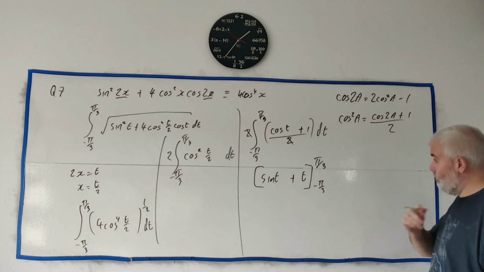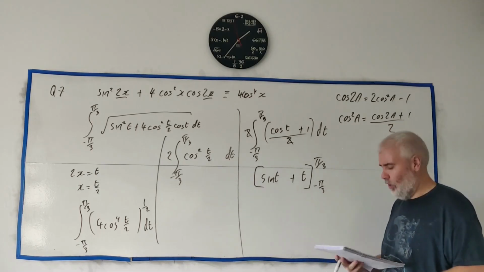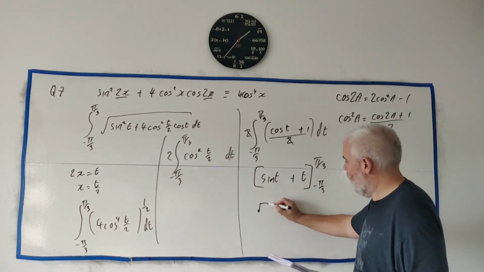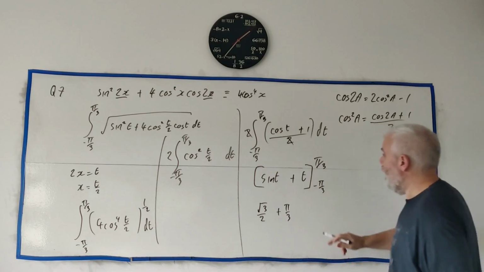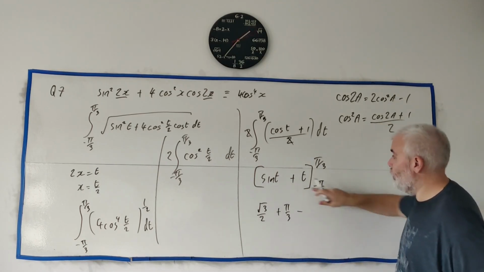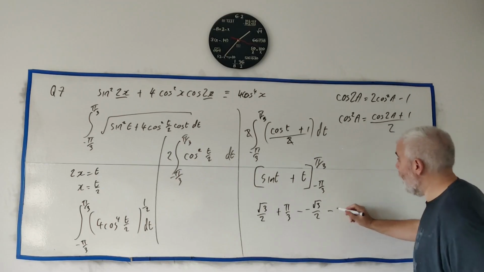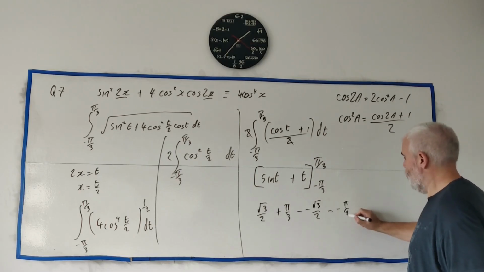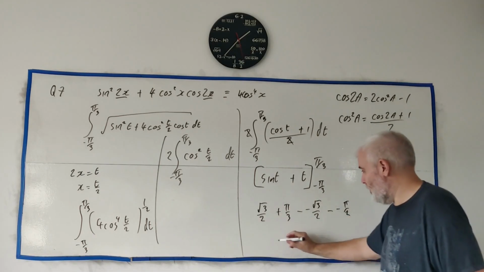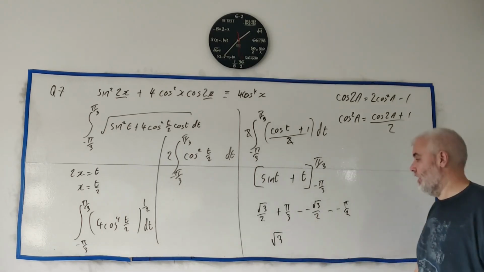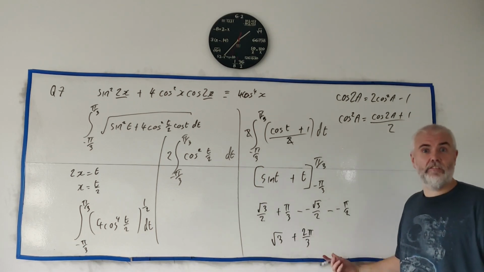When you put in sine of pi over 3, that's 60 degrees. I thought it might have been the half one, but no, it's the messier one. You put this in, you get square root of 3 over 2. Put it into t, it's just pi over 3. And then minus, you put this in, you get minus root 3 over 2, so the two minuses cancel. Minus, you put this in, you get minus pi over 3, again they cancel. We have this plus this then. These two add together, get square root of 3. These two add together to get 2 pi over 3. And that's your full marks.